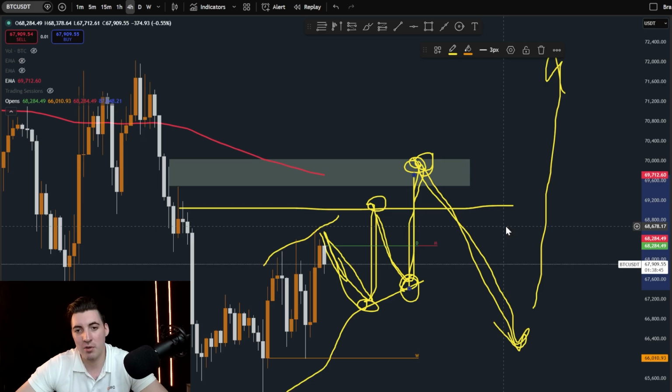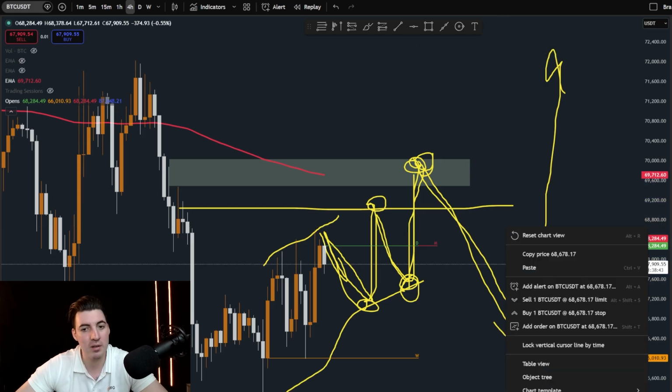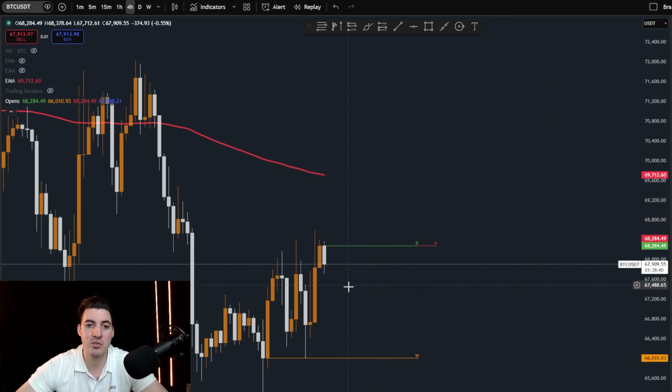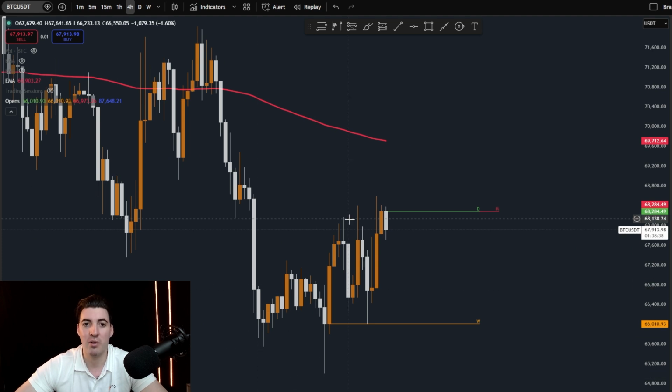But I rarely trade BTC, and I don't think it's a very fun instrument to be trading at this point in time. It's a very volatile market for BTC.